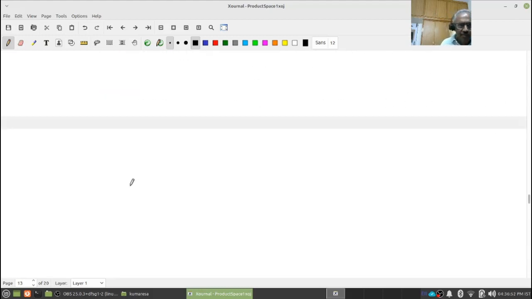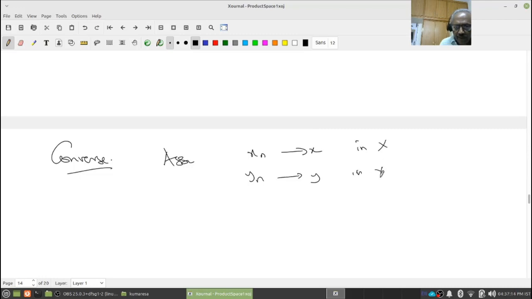Okay, let us prove the converse. The converse is again very similar to the way you proved it in R2: (xn, yn) converges to (x, y) in R2 if and only if xn converges to x and yn converges to y. The same kind of proof. So assume that xn converges to x in X and yn converges to y in Y.